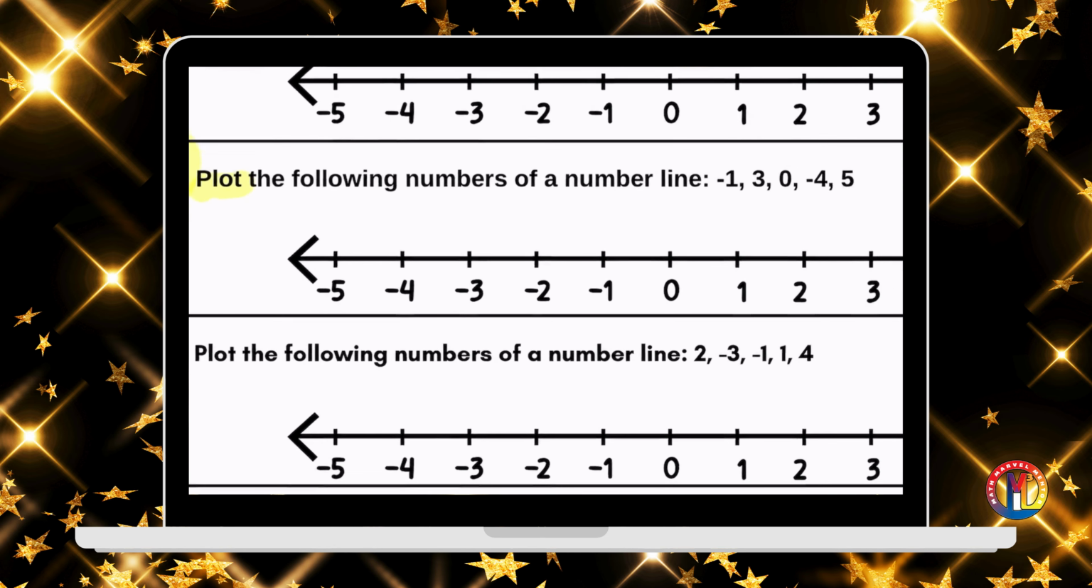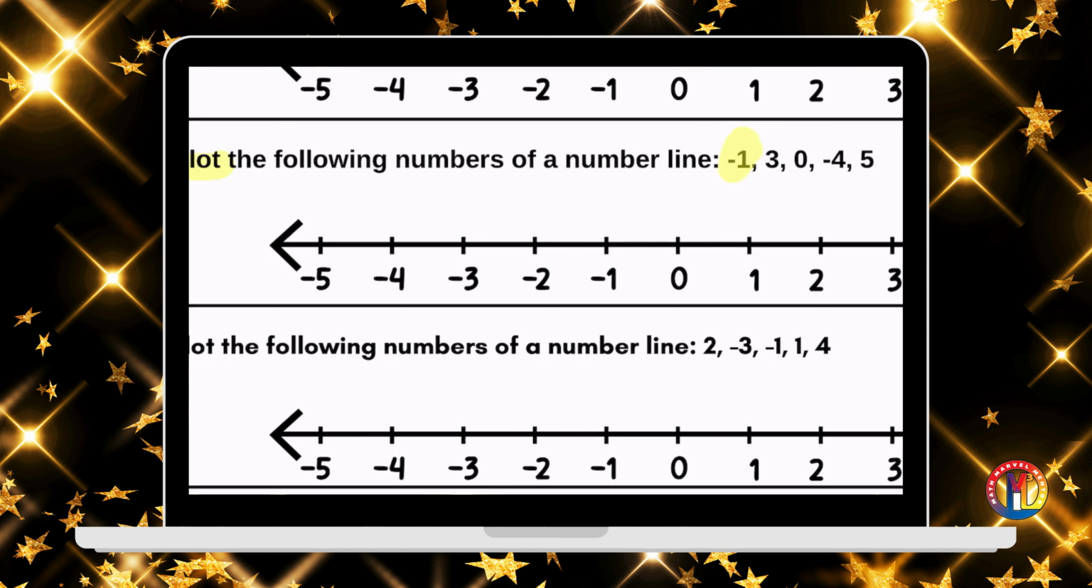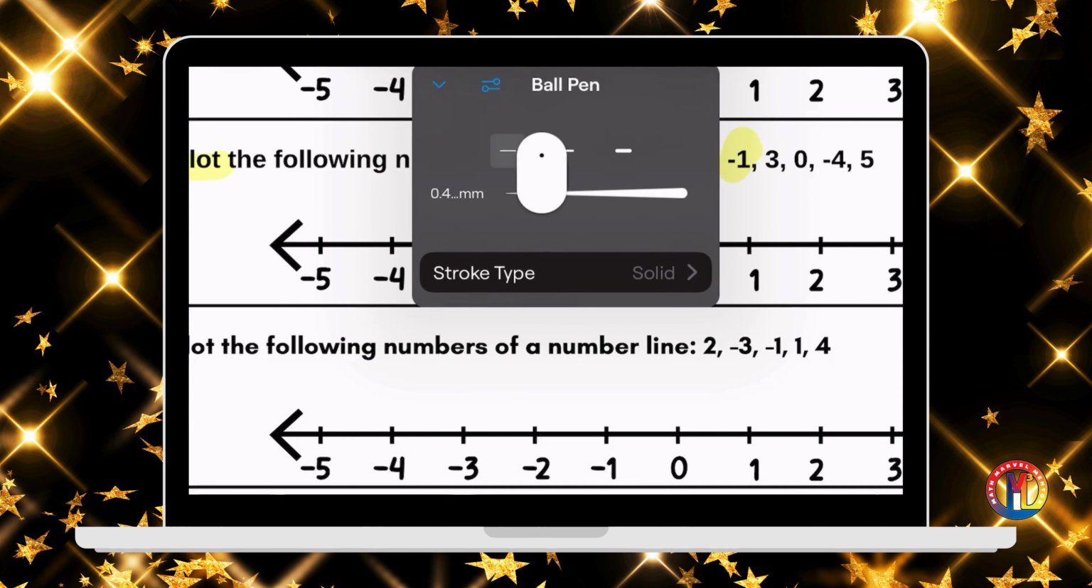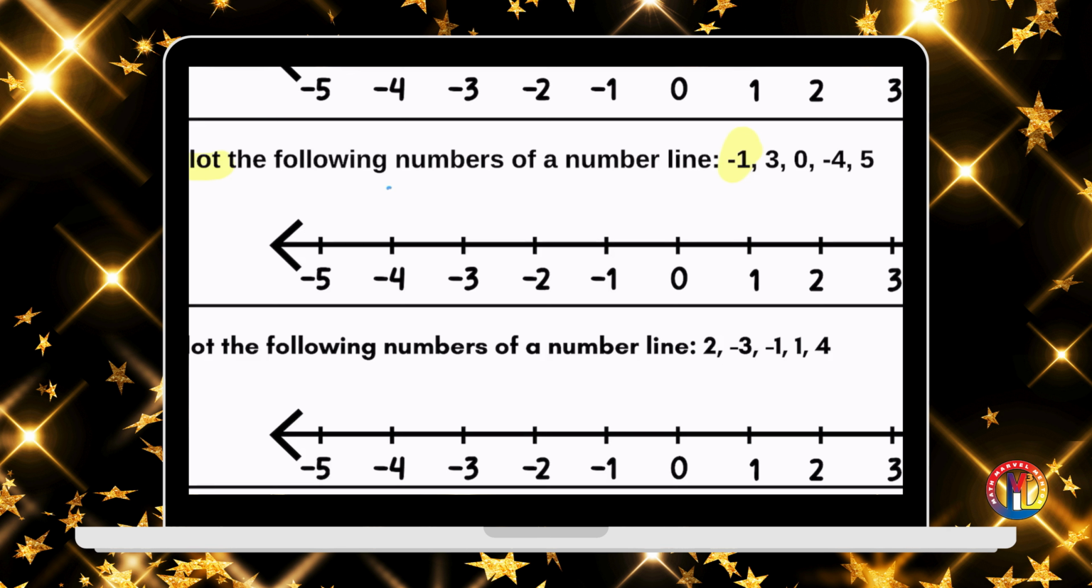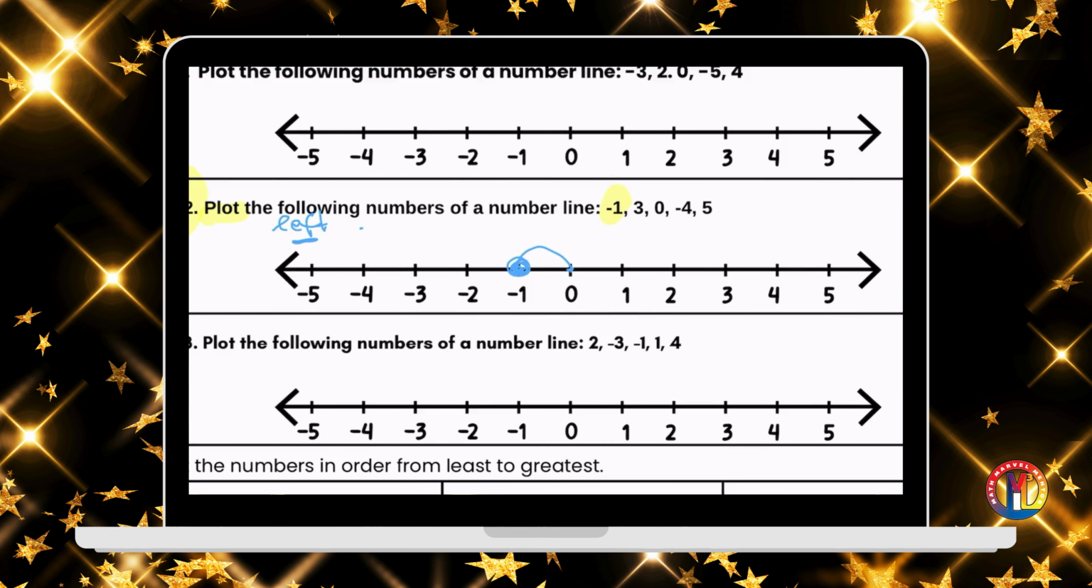So plotting the following numbers on the number line, I always like to start right at 0. So we see we have -1. Anything that's negative is going to be to the left of 0. Let me switch to my pen here real fast. So starting at 0, I'm going to go to the left 1 space, and there I have -1. Anything to the left of 0 is a negative number, and if we move to the right of 0, it's going to be a positive number. So I always like to start right at 0 and then think if it's positive, I'm going to the right. So there's three spaces to the right.